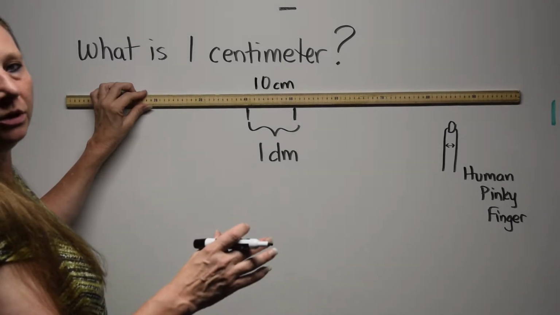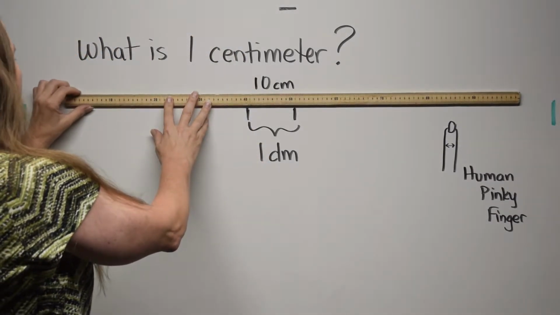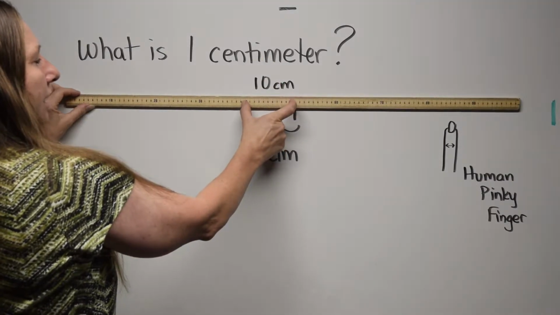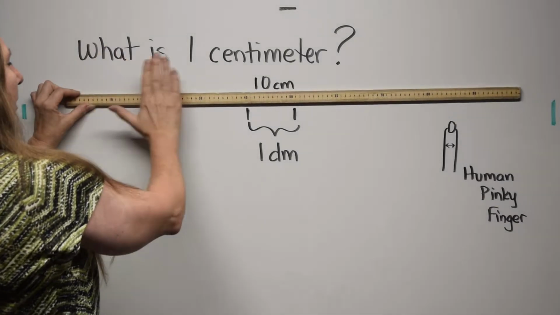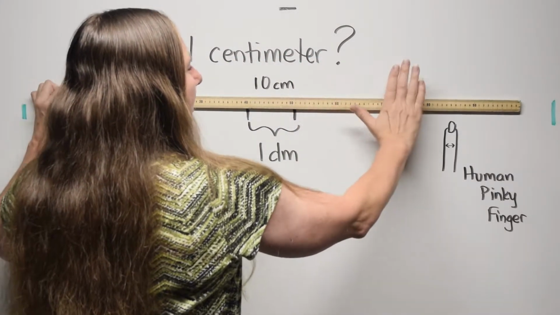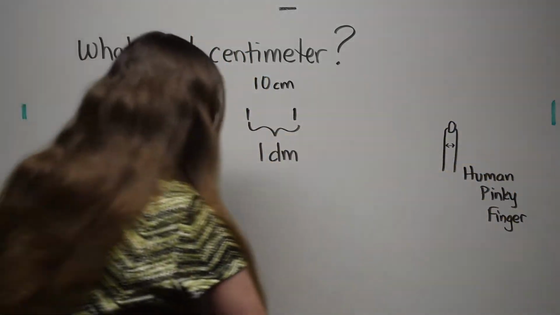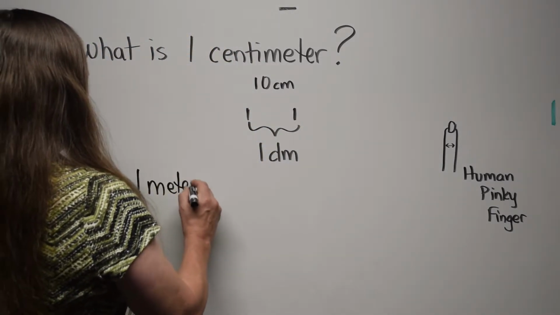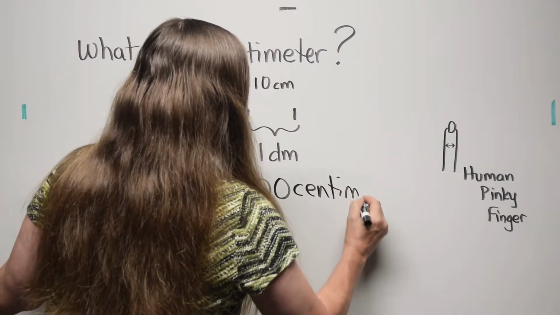So now let's count how many centimeters there are in the whole meter. Well, remember, every decimeter from here to here is 10 centimeters. So this would be 10, 20, 30, 40, 50, 60, 70, 80, 90, 100 centimeters in 1 meter. So 1 meter is the same as 100 centimeters.